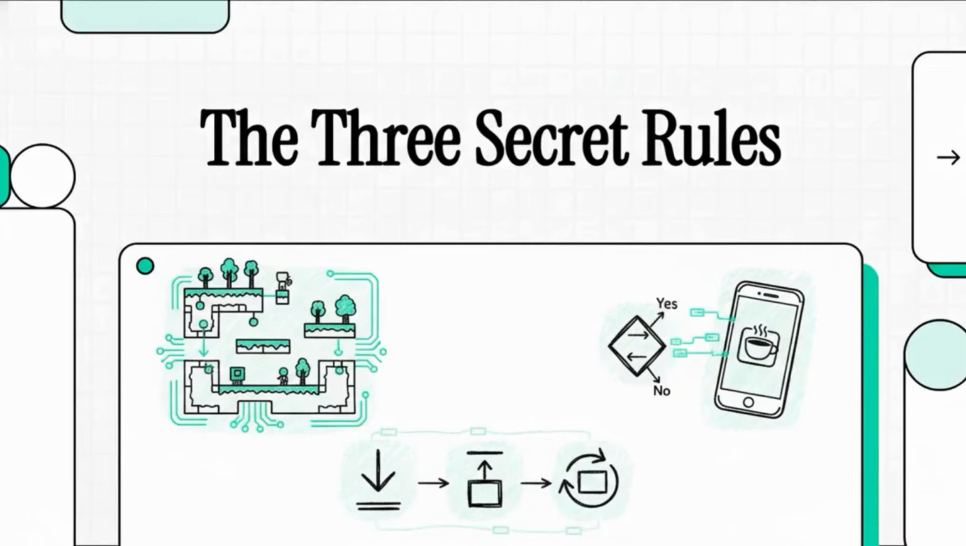From the super complex video game you love to the simple app that orders your morning coffee, we are literally surrounded by software. And it all seems so impossibly complicated, right? But what if I told you that all of it, every single piece, boils down to just 3 secret rules? Well, let's pull back the curtain and see how it all really works.